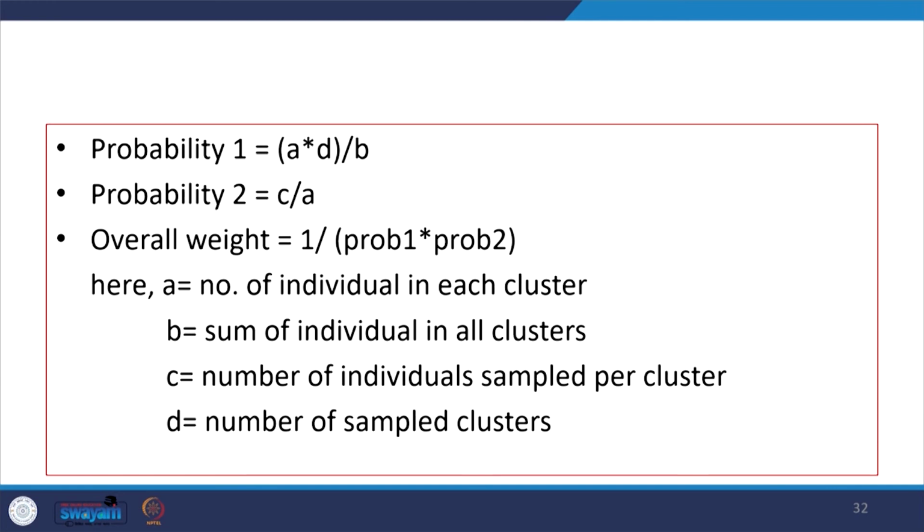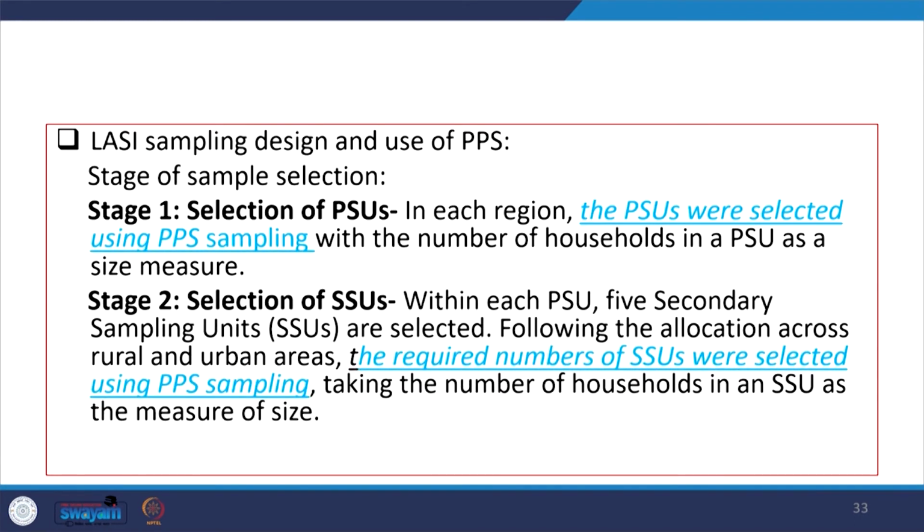Probability 1 is equal to A into D times B, that we have already said. Probability 2 is equal to C by A. Overall weight is 1 upon both of the probabilities. In the LASI sampling design and use of PPS, you can follow our LASI database and LASI questionnaire, which I have already discussed in the previous lectures.